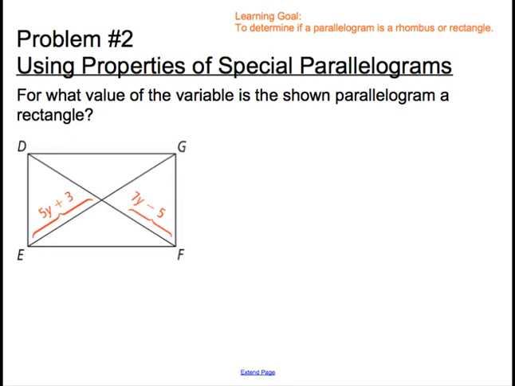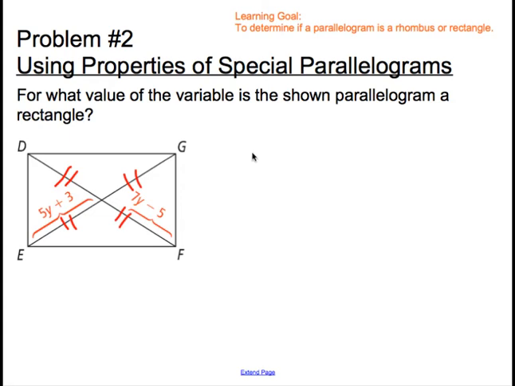The second type of problem that we might run into is using properties of special parallelograms to determine what value of a variable will cause a parallelogram to be a rectangle. In this situation, knowing that this is a parallelogram tells us that the diagonals must bisect each other. In order for this to be a rectangle, the diagonals must be of equal length, so it's safe to determine that all of the portions of the diagonals must be congruent. Since the portions are congruent, we can set them equal to each other and solve.